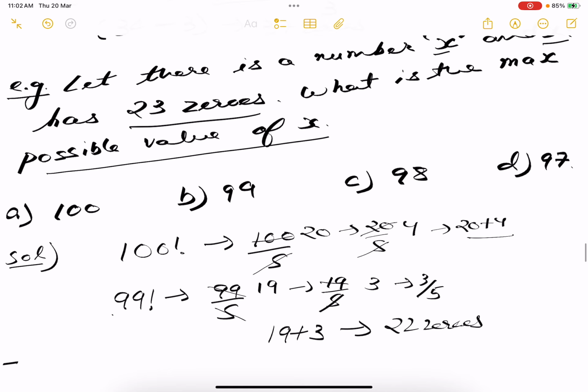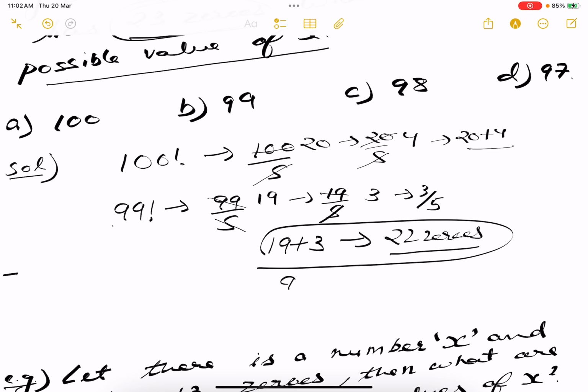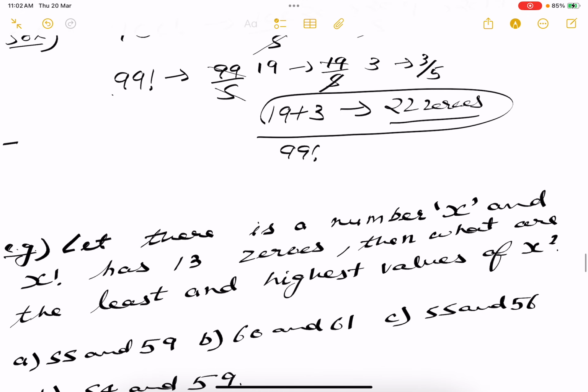So there is no possible value of x for which we can get 23 zeros. After 100 we can only get 22 zeros, that is, for 99 factorial.